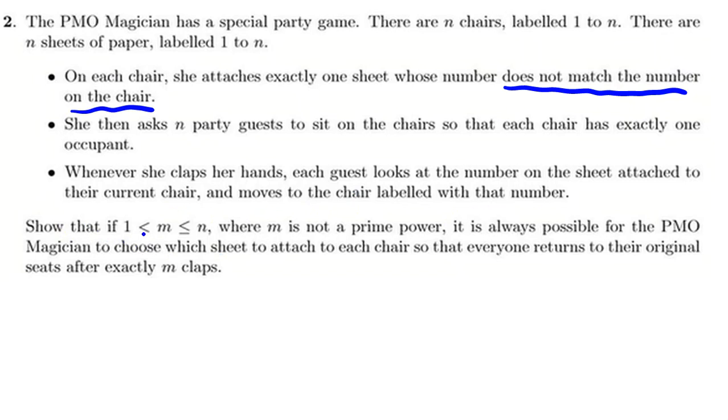Show that if 1 is strictly less than m, less than or equal to n, where m is not a prime power, it is always possible for the PMO magician to choose which sheet to attach to each chair so that everyone returns to their original seats after exactly m claps. When m is not a prime power and greater than 1, it means that it has at least 2 prime factors, and that's really useful for the solution.